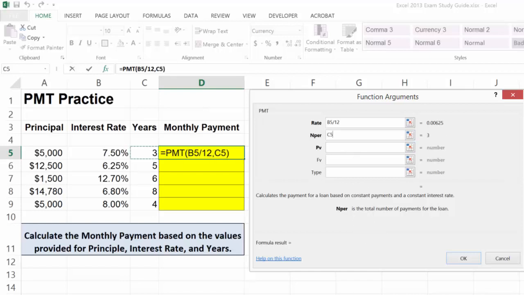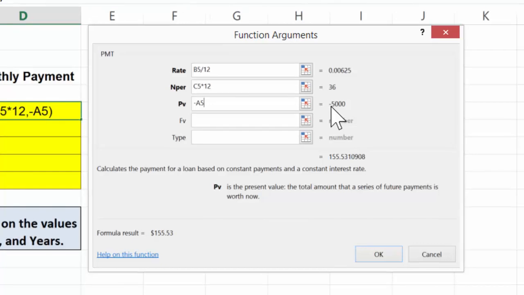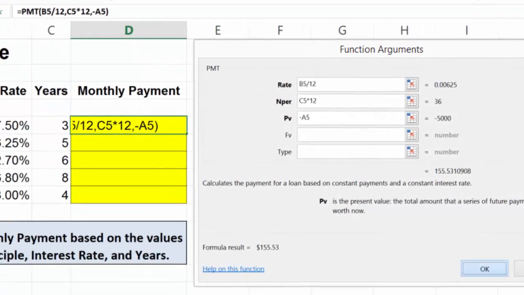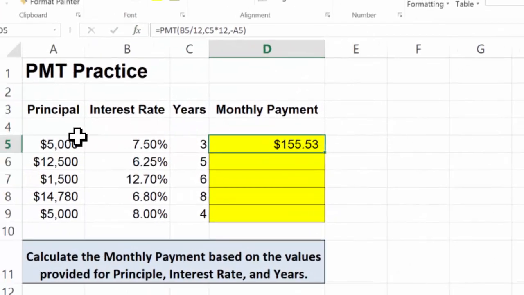So we'll take what value is in C5 times 12, and then again, because this is an outlay of cash, we're going to get a negative result. So what we can do is put in a negative and then grab our present value, the present value being how much we're borrowing, and we get a result. So in this case, if we want to borrow $5,000 at 7.5% over 3 years, it's going to cost us $155.53.